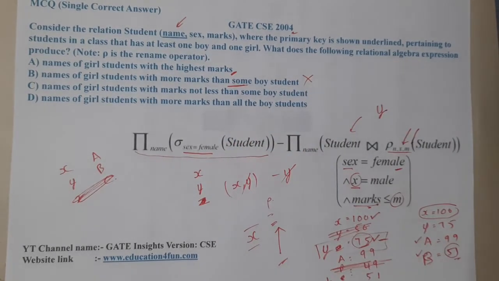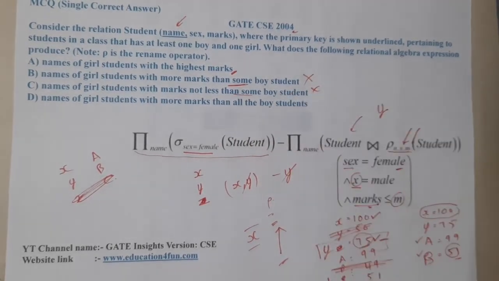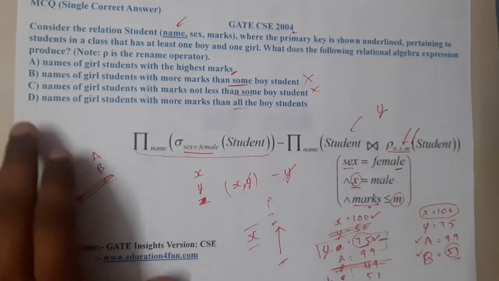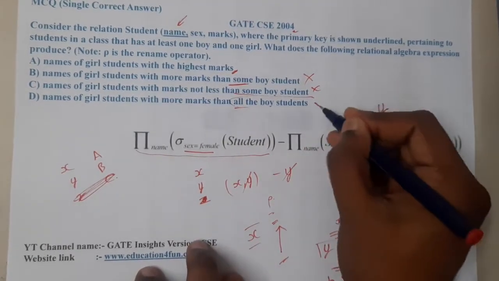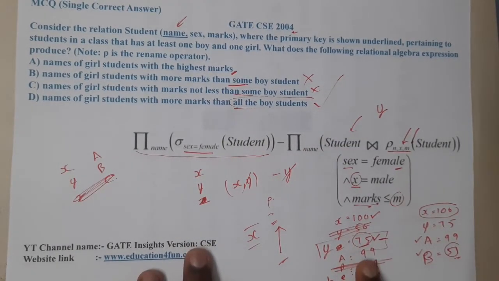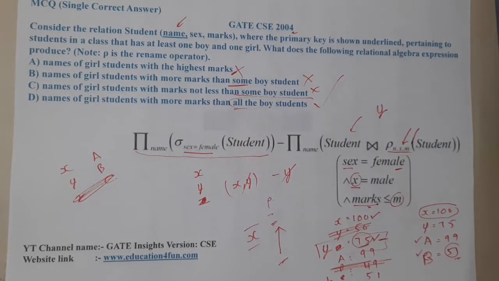Now moving on to option C. Option C says names of girl students with marks not less than some boys. That's also wrong, because it should be all. So that's what option D is saying: names of girl students with marks more than all boy students. Yes, this is absolutely correct, because the result is satisfying against all of them. I hope everyone got a clear idea. In option A, they are not even comparing with boys, so we can directly eliminate option A.